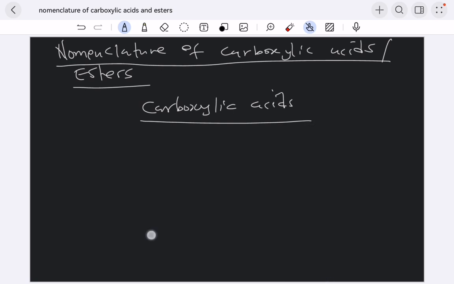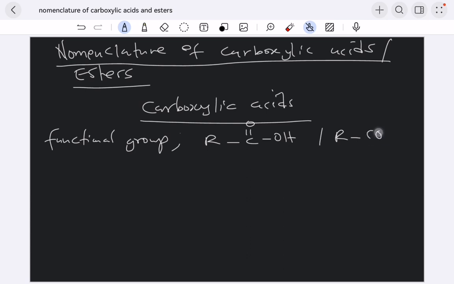So carboxylic acids, they have a functional group which is denoted by this, or sometimes denoted by that. Then they have a suffix of oic. So in other books, they are also known as alkanoic acids.